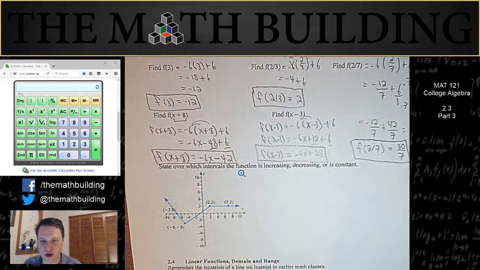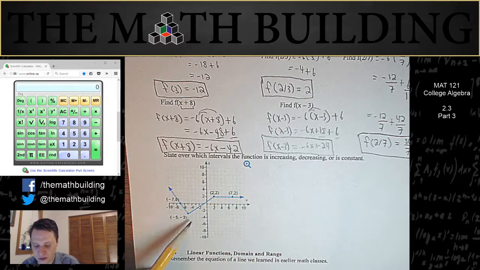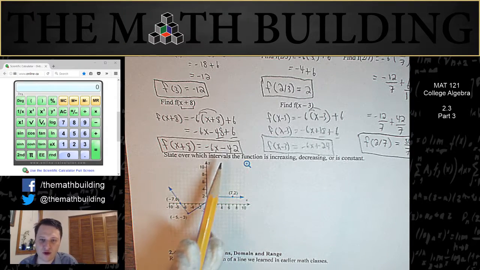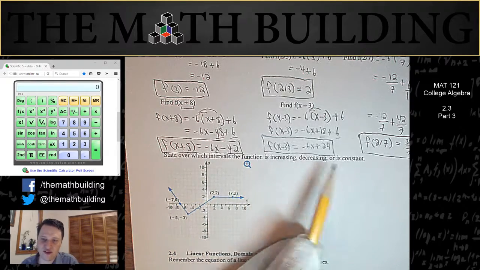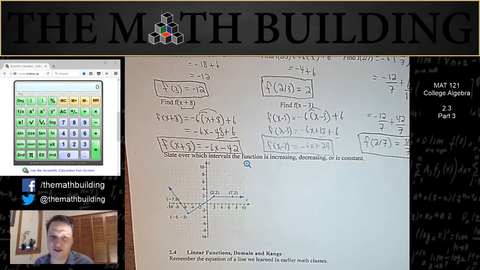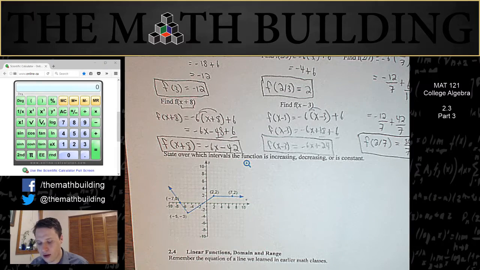All right, last question on this section. Here we've got a function because it passes the vertical line test. And they want to know, state which intervals the function is increasing, decreasing, or is constant. Here's something that's really important. Do you see this word?